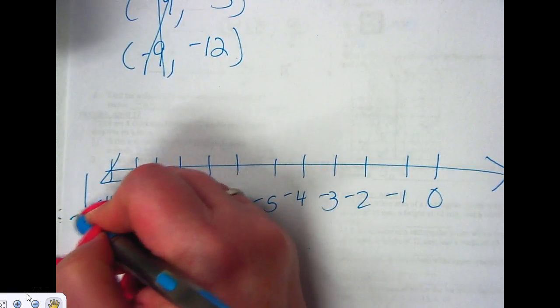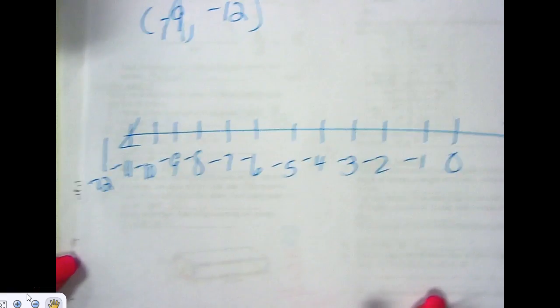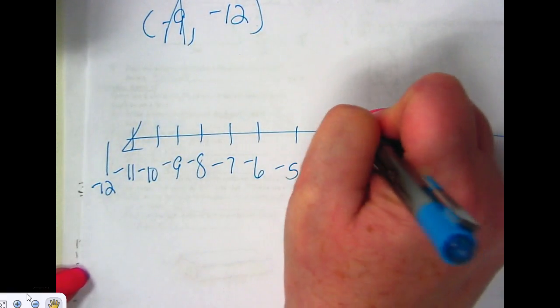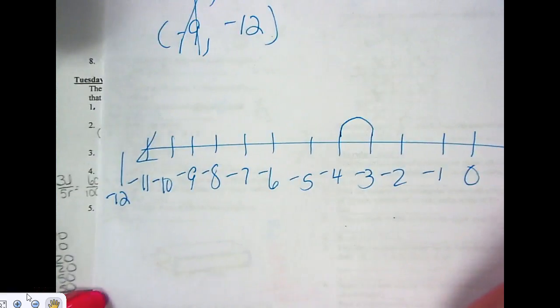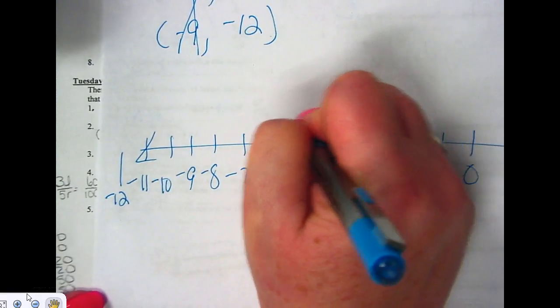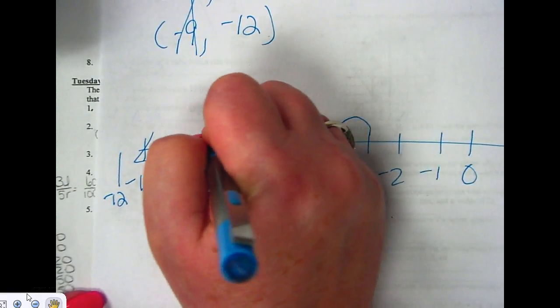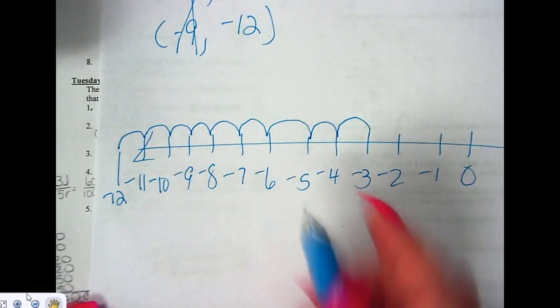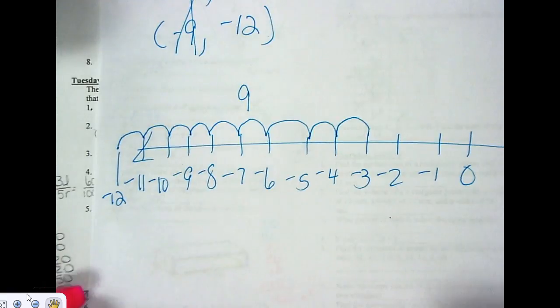My number line wasn't long enough. How far apart are they? So if I were to count from here to here is 1, 2, 3, 4, 5, 6, 7, 8, 9. The distance between them is 9.